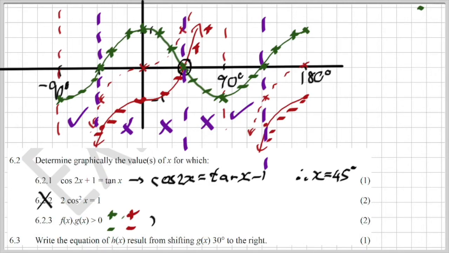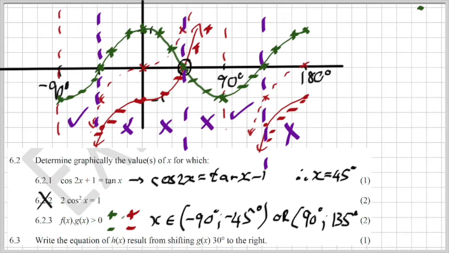That works for me. Now the one interval that I forgot to indicate was between 135 and 180, I've got a plus times a minus, which doesn't work. So this means there are two places it works, between negative 90 and negative 45, and between 90 and 135. And that's my answer.